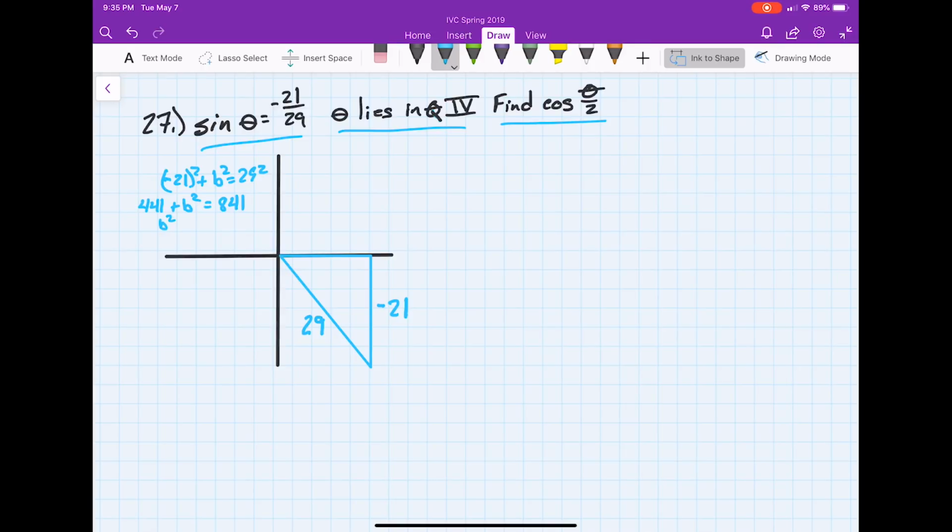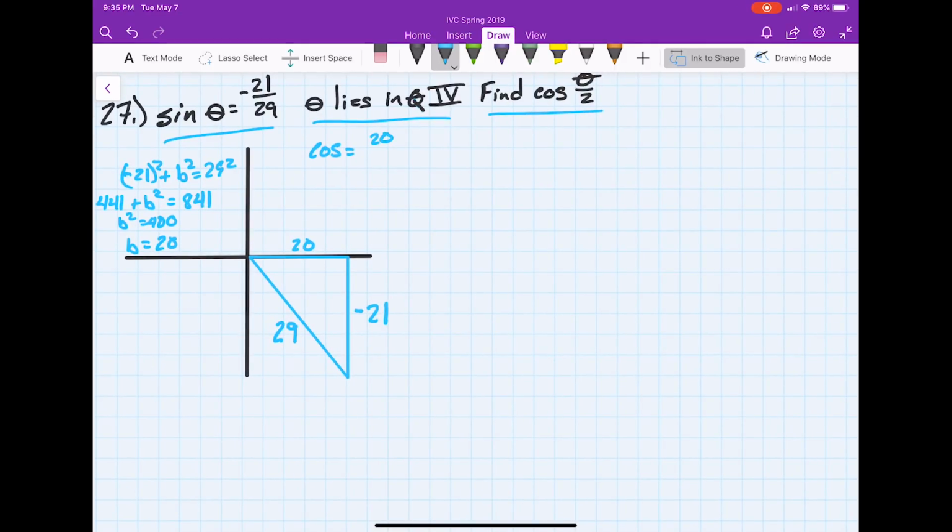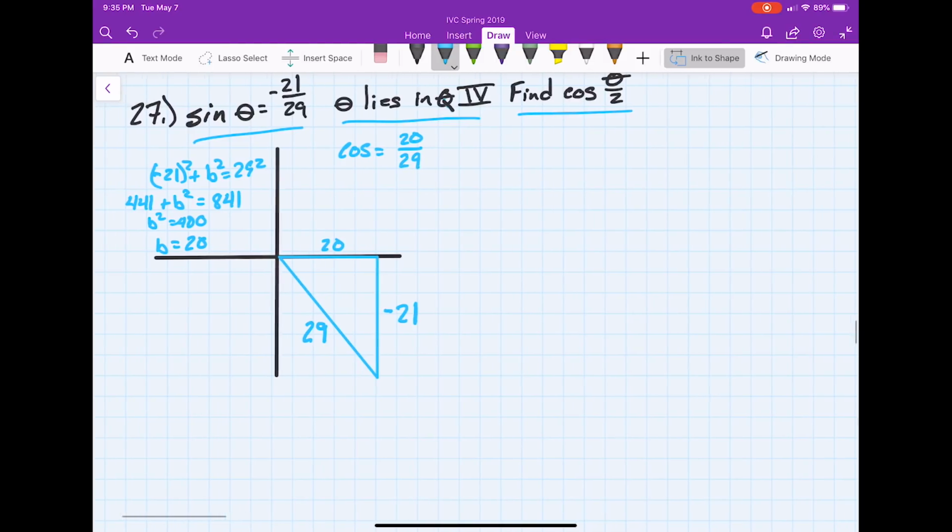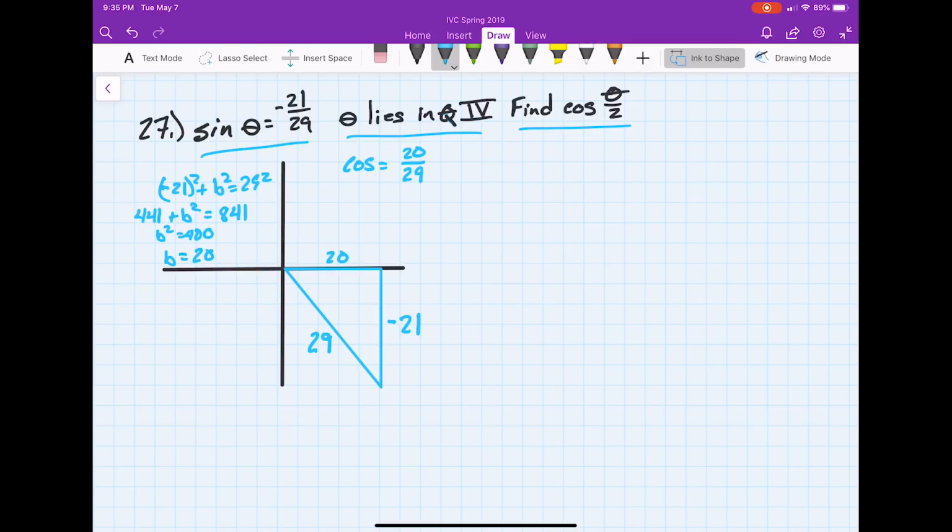So b squared is equal to 400, and the square root of 400 is 20. So this is 20. So our cosine is equal to 20 over 29. Oops, 20 over 29. Now we're using our cosine half angle identity. So just write that down here really quick.